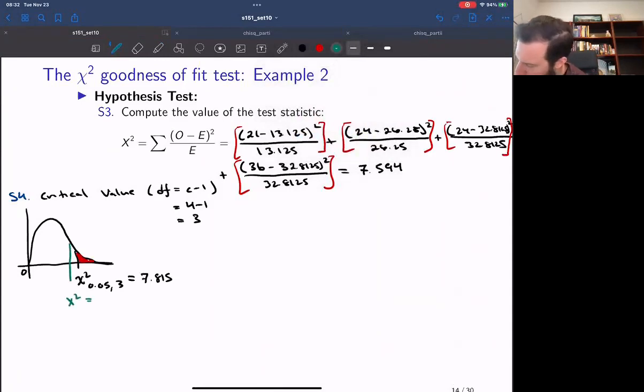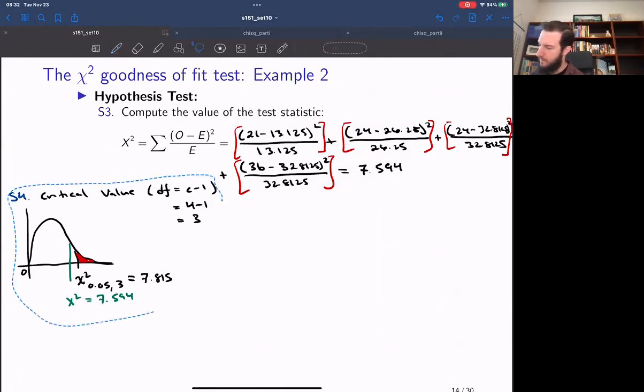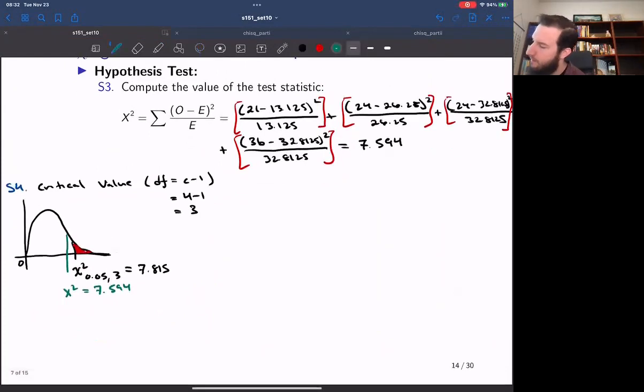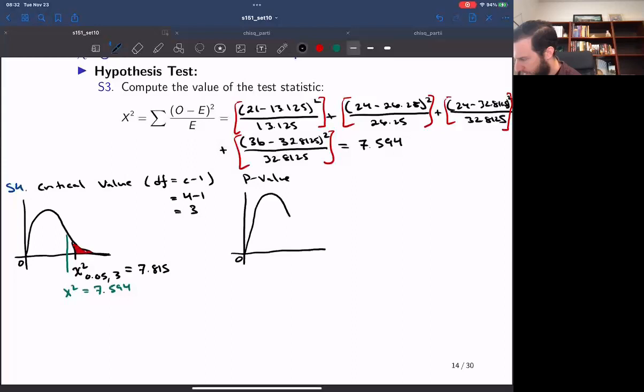So we have x squared is 7.594. Okay, so we can see that this does not get into the rejection region, so we would not reject. If we took the p-value approach, we would mark down where the test statistic is.